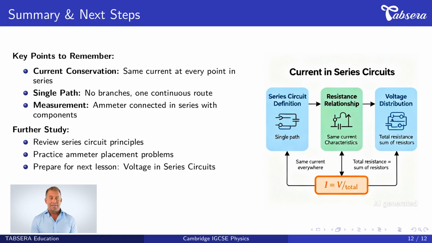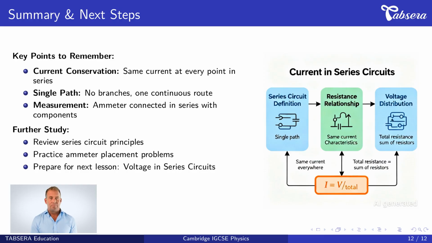Let's summarize today's lesson systematically. The key points to remember are, first, current conservation means the same current flows at every point in a series circuit. This fundamental principle explains why ammeters read identically regardless of position. Electric charge cannot accumulate or disappear, so current remains constant throughout.